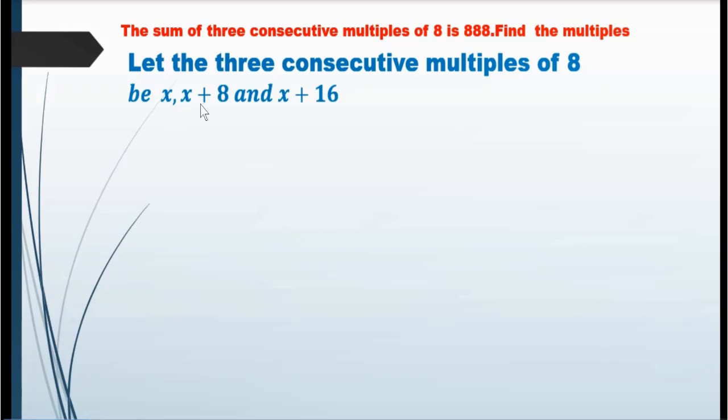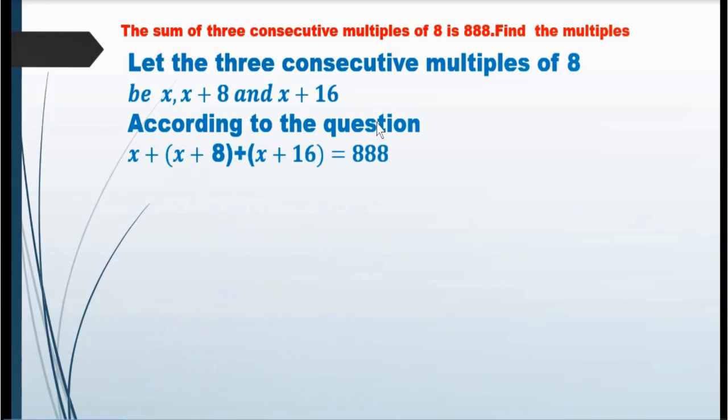If the first number is the variable x, then the second consecutive multiple of 8 will be x plus 8. And for the third number, we will again add 8 to the second number. Hence it will be x plus 8 plus 8, that is x plus 16. Did you notice that every time we are adding 8 to the previous number? Yes, because these are consecutive multiples of 8.